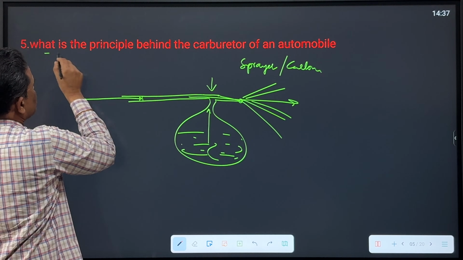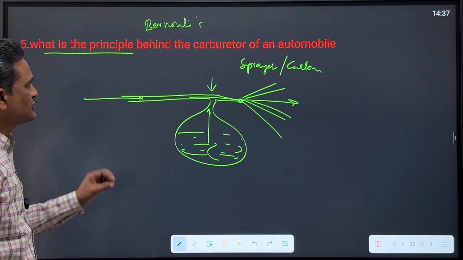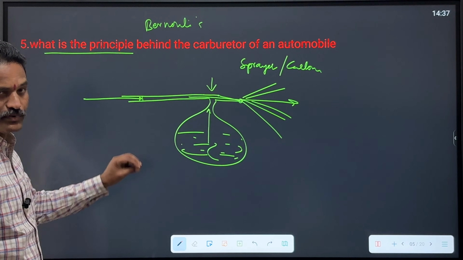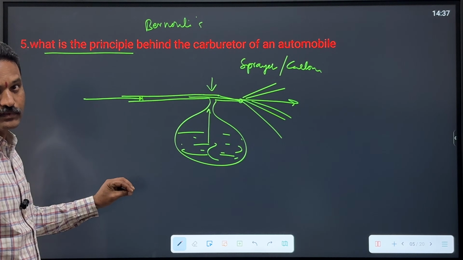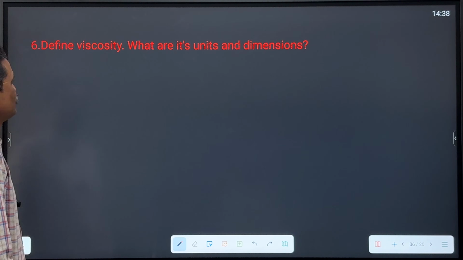Simple answer: what is the principle? The answer is Bernoulli's principle. Bernoulli's theorem is used in the carburetor of an automobile to inject petrol. Define viscosity.